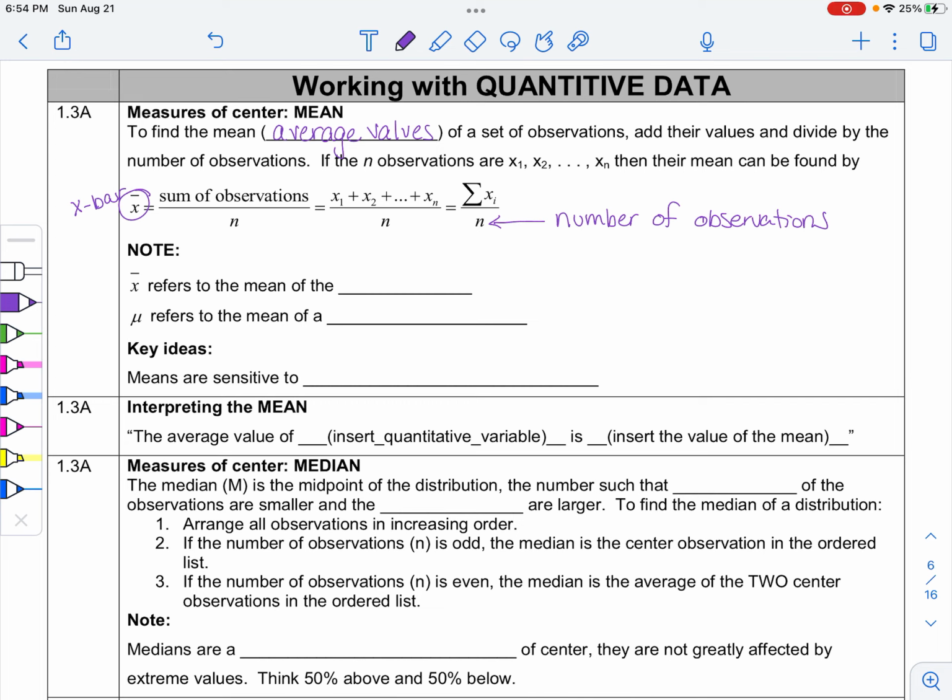So again, looking through some of the symbols that you're going to be seeing: x bar refers to the mean of your sample, whereas later on in some of the chapters, you're going to see this goofy looking m. This is the Greek letter mu, m-u, and that refers to the mean of a population. We will talk about that a little bit later. Now, means are sensitive to what we would consider outliers or extreme values.